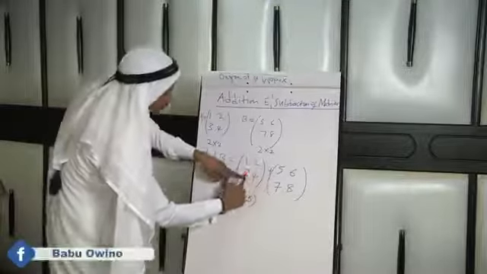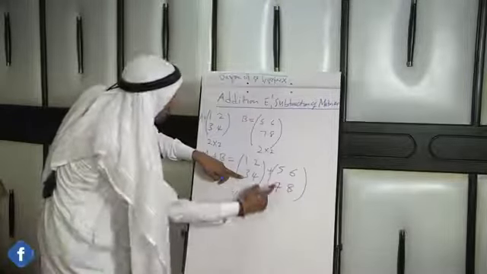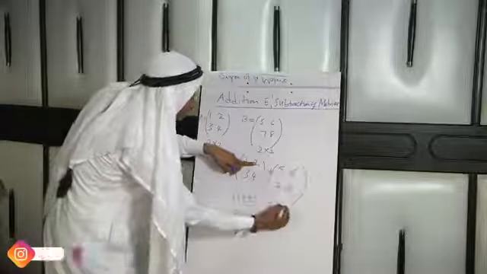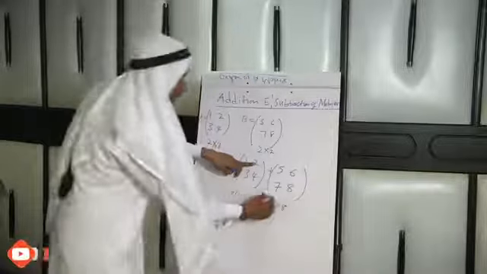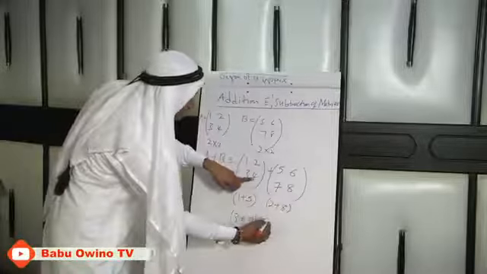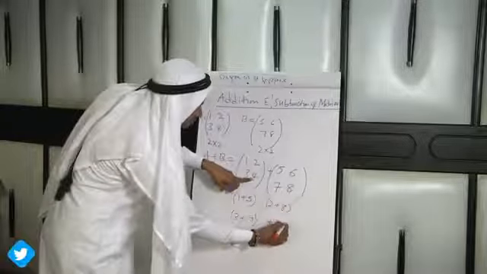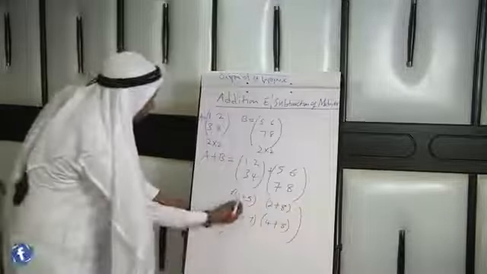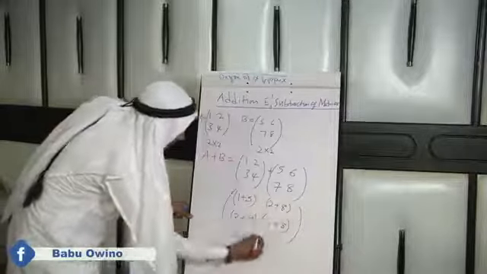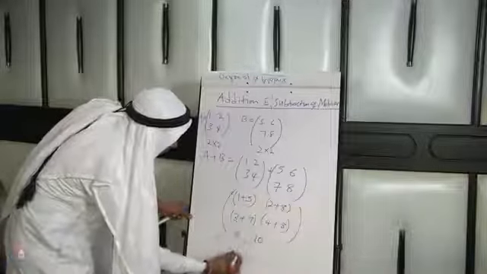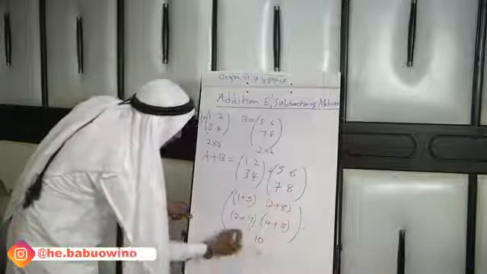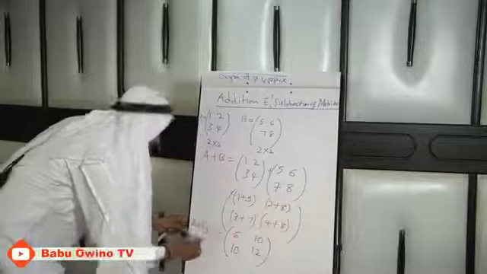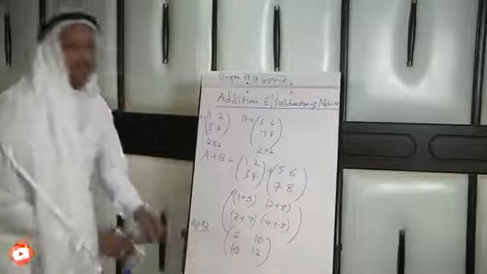Then the second element here is 3, add it to the second element here, which is 7. Then the third element here is 2, add it to the third element here, which is 6. The fourth element here is 4, add it to the fourth element here, which is 8. So what do we get? This is going to be 6, 10, 10, 12. So A plus B equals 6, 10, 10, 12.